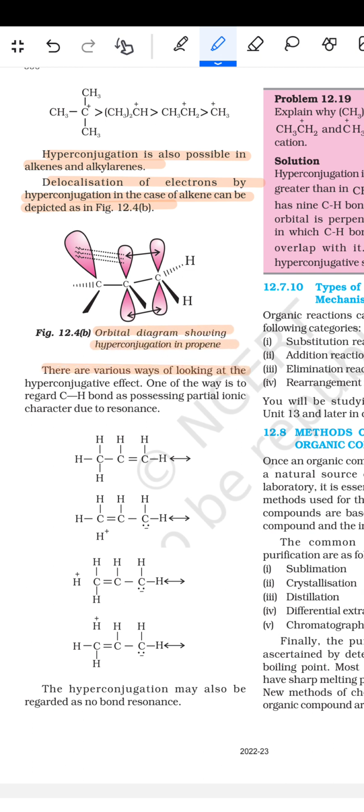There are various ways of looking at the hyperconjugative effect. One of the ways is to regard the C-H bond as possessing partial ionic character due to resonance. The hyperconjugation may also be regarded as no bond resonance भी कहते हैं इसको.